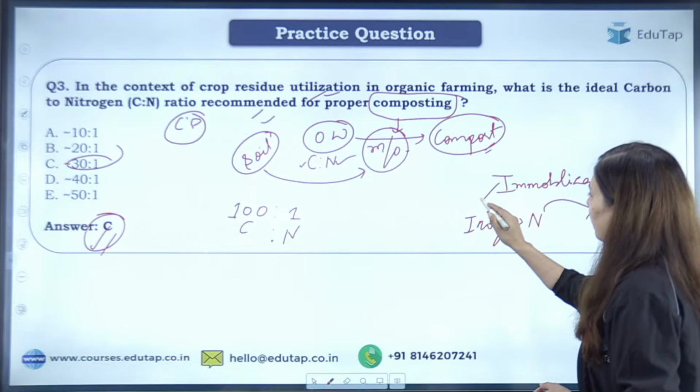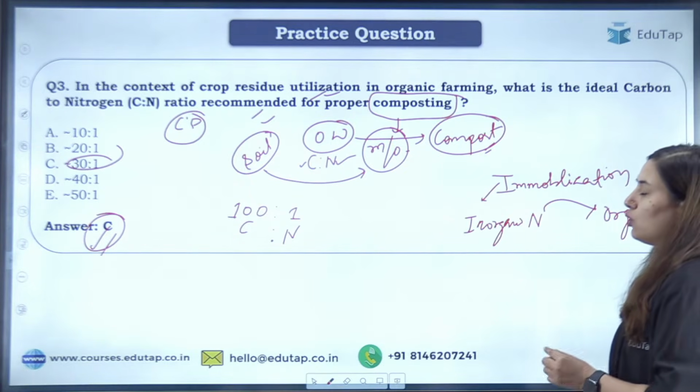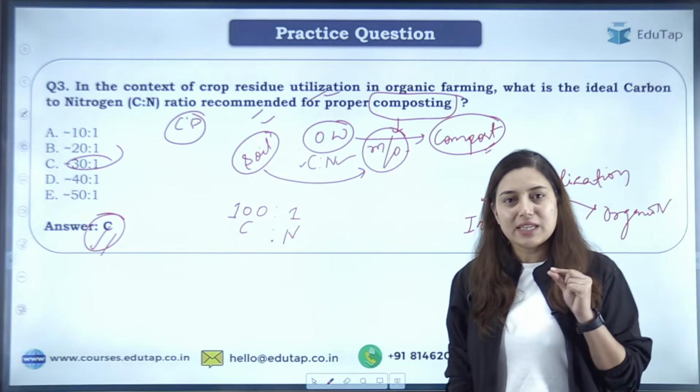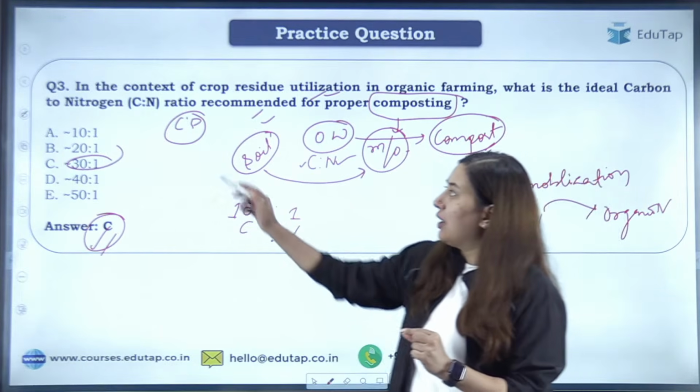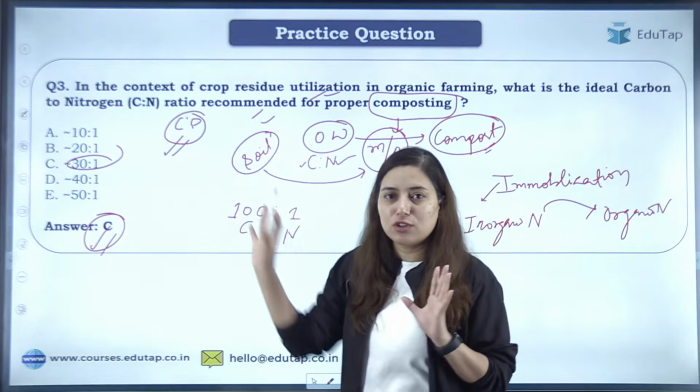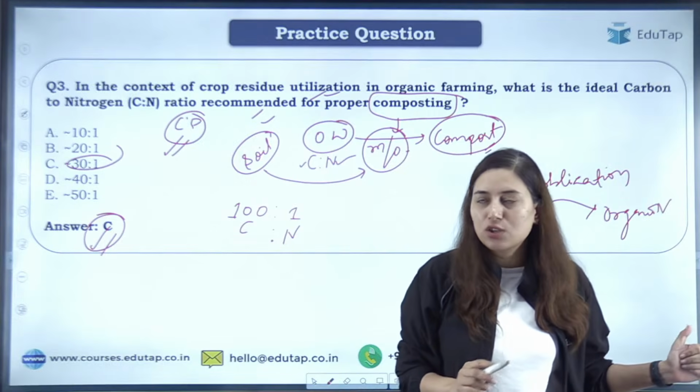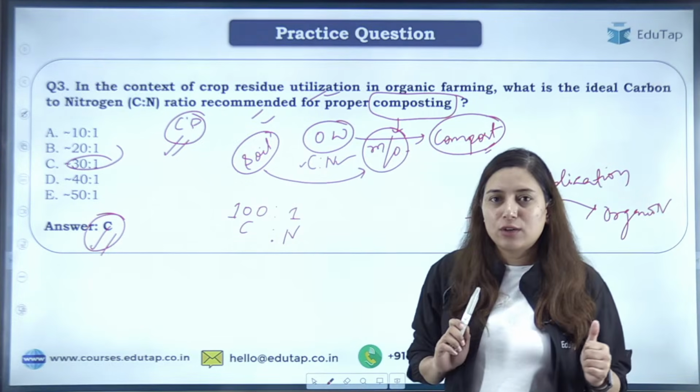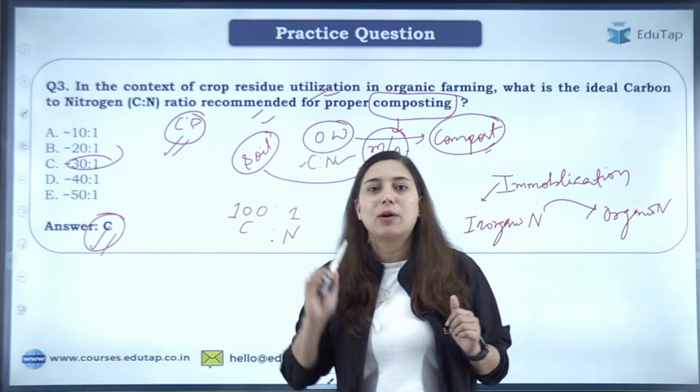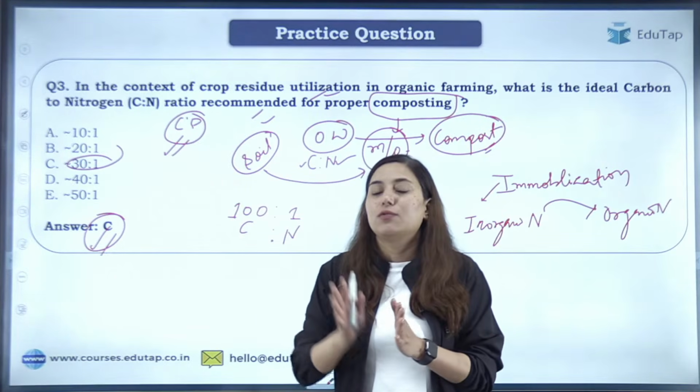this is called as immobilization, and we don't want this process to happen because if it will happen, what will happen? There will be less nitrogen for the crop plant. ठीक है, अगर immobilization होगा, nitrogen will be taken by microorganism and less amount of nitrogen will be in the soil for the plants.